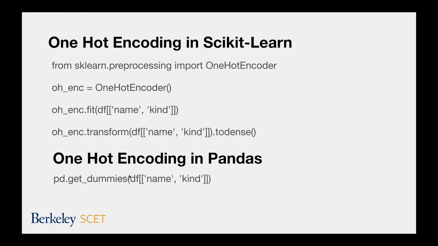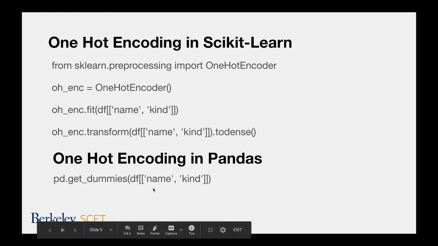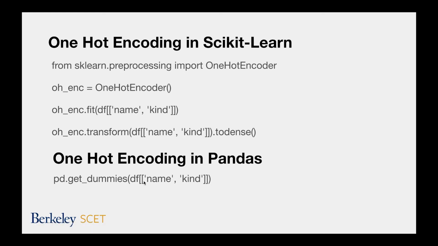And then you would transform the data. You can also do one-hot encoding in pandas, and all you would do is call get_dummies and pass in the column names you want. If you want to run the entire data frame through one-hot encoding, you would just pass in the data frame variable name.